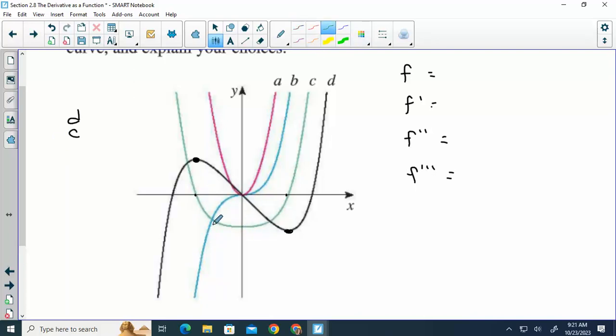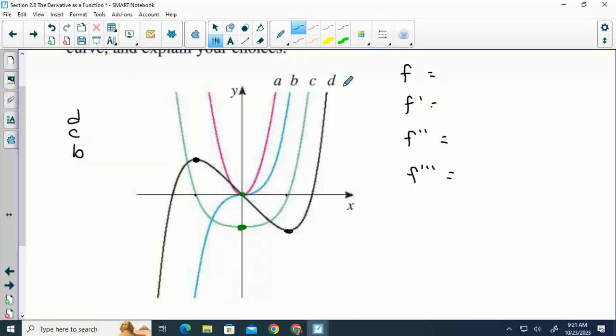It only has a horizontal tangent here, right? Before that point, it was decreasing, so the derivative would have to be negative. After that point, it was increasing, so the derivative would have to be positive. So which graph would that be? It has to be negative and then positive, so that's graph B.